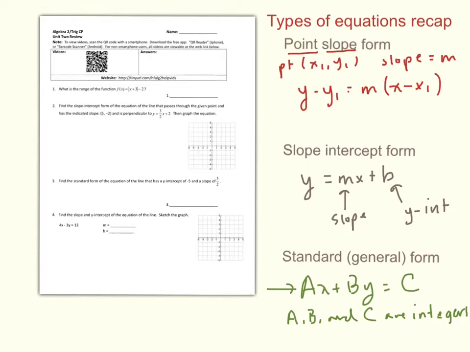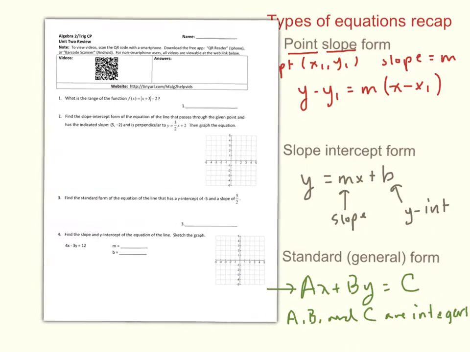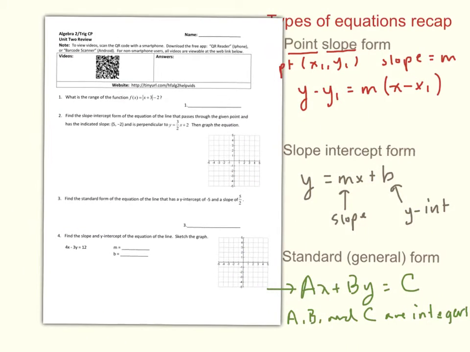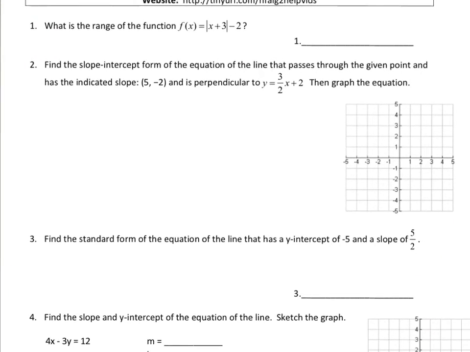So let's look at a few of these examples. Starting with example 2 right here, I'm going to talk about writing the equation of a line and also graphing that line. So number 2, it says find the slope-intercept form of an equation of a line that passes through the given point and has the indicated slope. So they gave me a point, (5, -2), and it's perpendicular to the line y equals 3/2 x plus 2. Well, that's kind of interesting. We haven't talked about that.